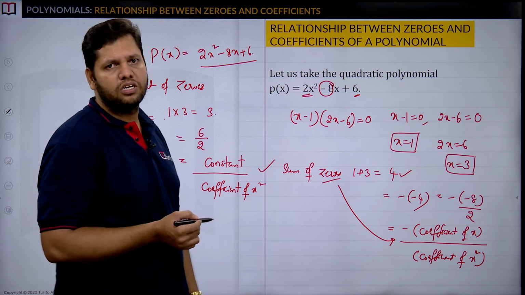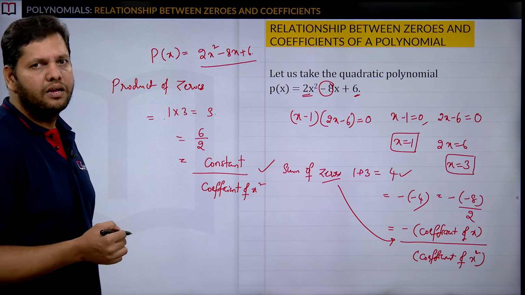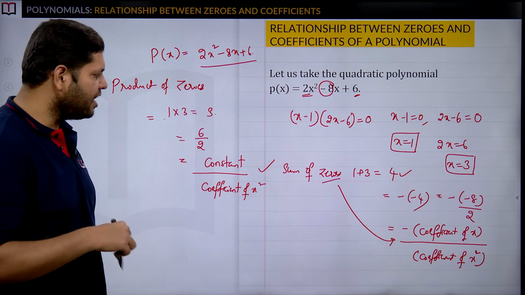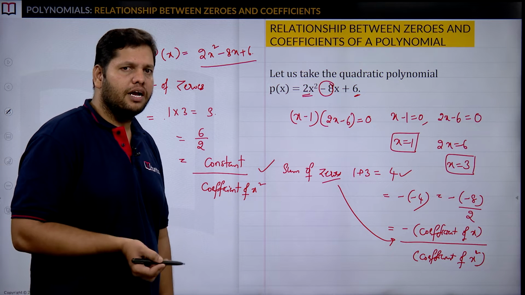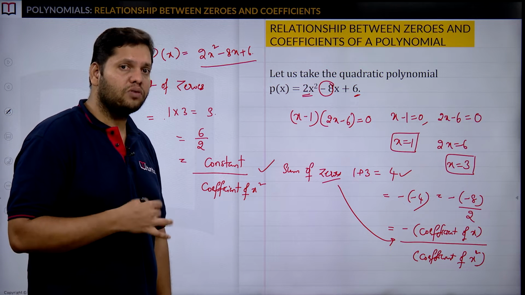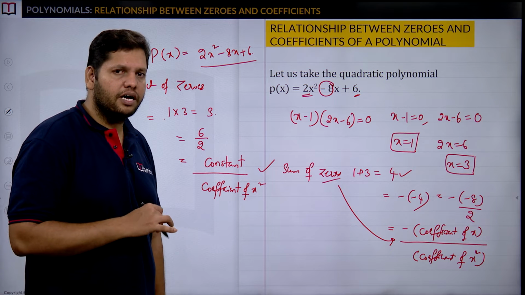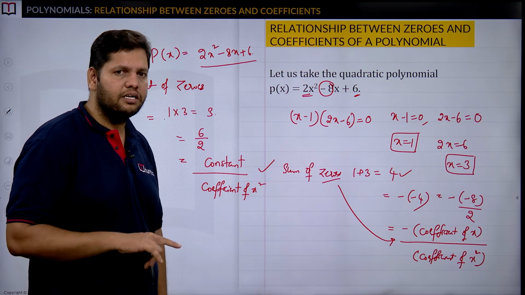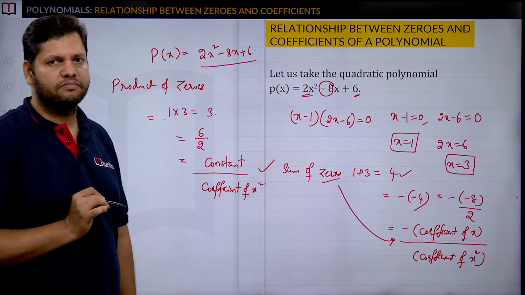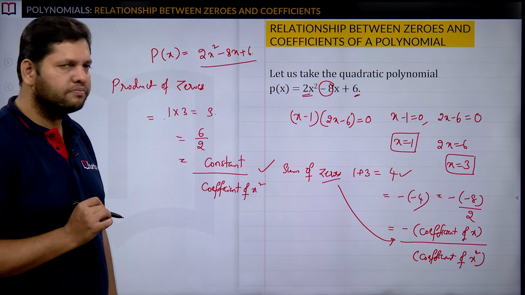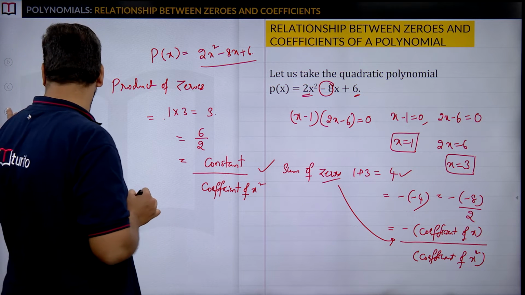Clear, children? Any doubts on this point? It's very simple, children. First I am finding the sum of the zeros. Then I am bringing a relationship. Next I am finding the product of the zeros. Then I am again bringing the relationship between the zeros and coefficient of the given polynomial expression. Clear, children? Any doubts? Okay.